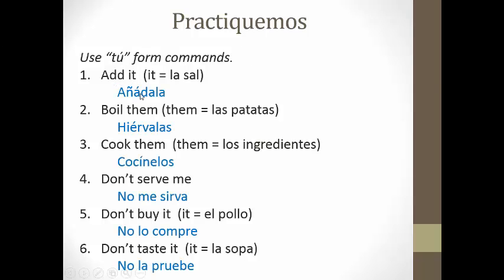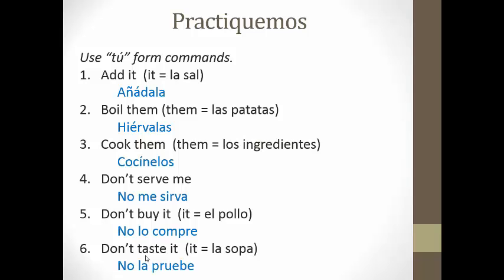Okay, repasemos. You can check your spelling here. Añádala. Number 2, boil them. Hervir. And the command is going to become hierva. Boil them. Hiérvalas. Cook them. Cocínelos. Don't serve me. Careful, servir's got a stem change. So it's no me sirva. Don't buy it. No lo compre. And don't taste it. Again, probar has a stem change. So no la pruebe.